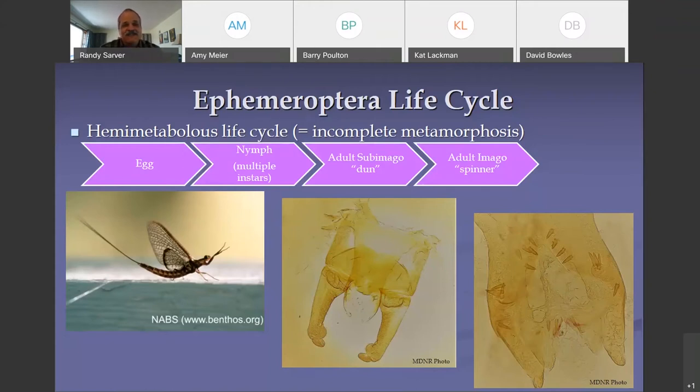But the subimago stage doesn't last very long. And then finally, they will become an adult imago, which is sexually mature. And I believe spinner is the name here.